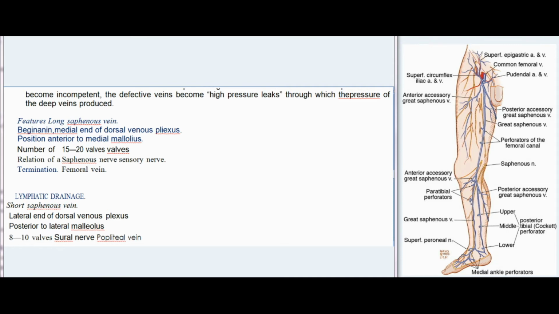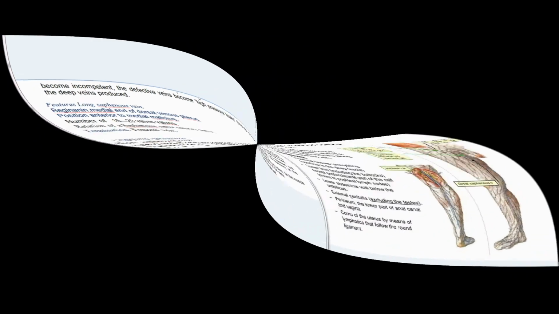Features: long saphenous vein. Beginning: medial end of dorsal venous plexus. Position: anterior to medial malleolus. Number of valves: 15-20. Relation: saphenous nerve, a sensory nerve. Termination: femoral vein. Lymphatic drainage. Short saphenous vein. Beginning: lateral end of dorsal venous plexus. Position: posterior to lateral malleolus. Valves: 8-10. Relation: sural nerve. Termination: popliteal vein.